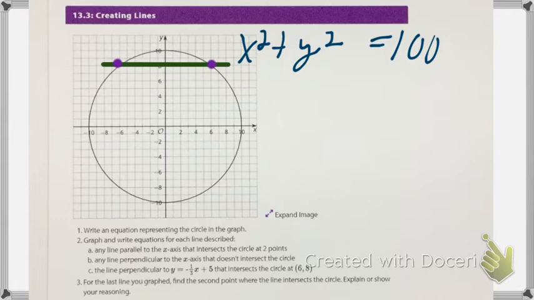So at the points, that's -6, 8, and over here we're at 6, 8. And then we can verify it. Basically go through and say, okay, well, let's check it out.